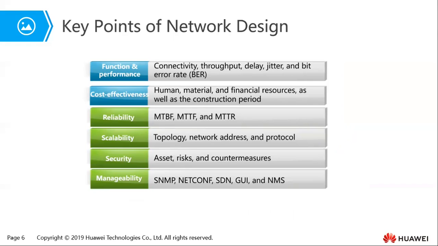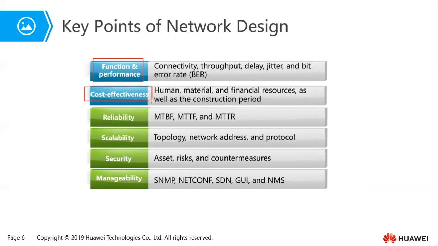So some of the key points in network design is number one, the functionalities of the network and the performance. So here we are considering things like the throughput, the delay, the jitter, the bit error rate, etc. And the main objective here is to strike a balance between high performance and the cost of the project. So that is what we're supposed to do here.